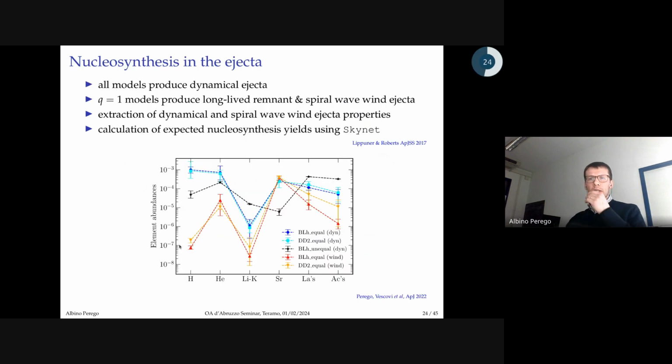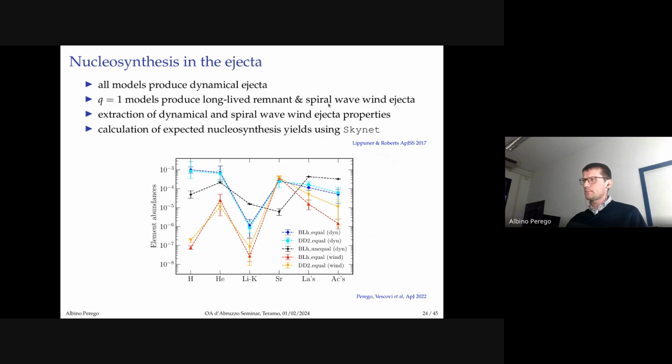What we did mostly with Diego was study the nucleosynthesis that came out from this merger. So we studied the properties of the ejecta. We post-processed the runs with the data taken from SkyNet, and we extracted the pattern of the abundances. And this picture, I think, reflects nicely what we were observing. The first thing to remark is that all the models that we analyzed produce a dynamical ejecta, as expected, and some of them produce a long-lived remnant, and also a spiral wave wind.